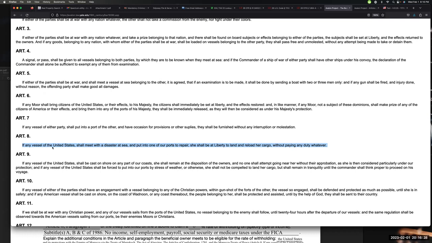That's the vessel of the United States. So it says, if any U.S. citizen, because that is synonymous with that term, shall meet with a disaster at sea and put into one of our ports to repair, she shall be at liberty to land and reload her cargo without paying any duty whatever. No taxes, no impositions, no duties, no franchise fees, no marks of attention. All of that is not supposed to be upon the vessels of the United States.